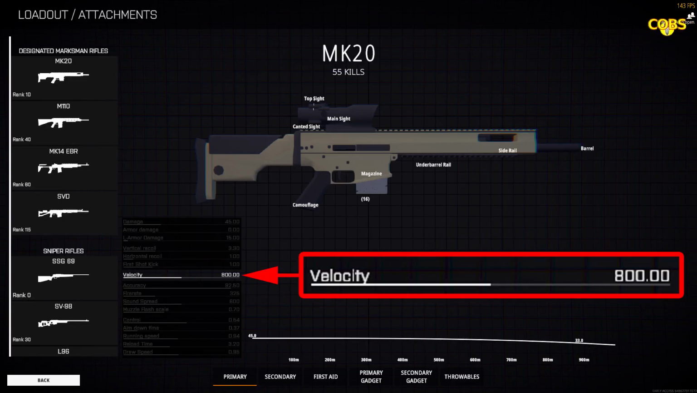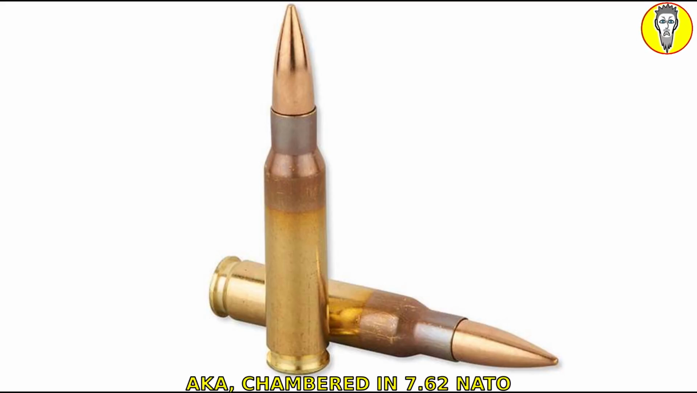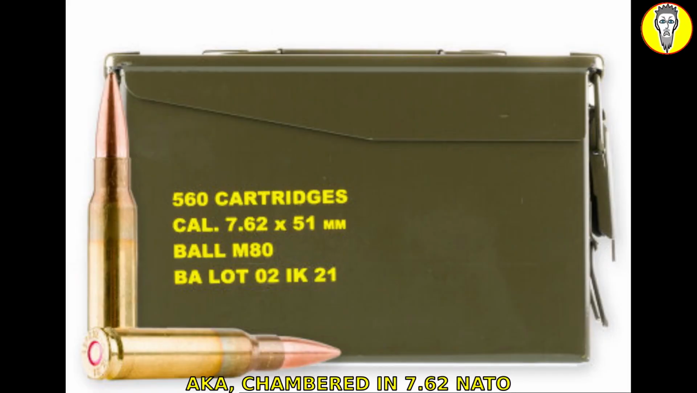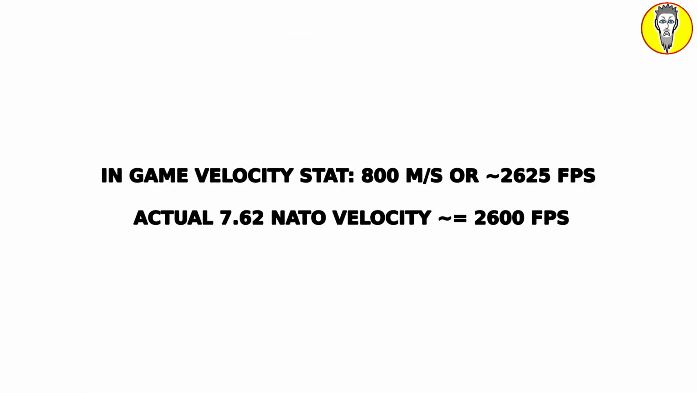Now for people with real-world shooting experience, you'd probably agree with me that this particular rifle is most likely modeled after the 7.62x51 NATO round. Heavier bullets for this round tend toward a velocity of around 2,600 feet per second. Our in-game measurement of 800 meters per second for our in-game sniper rifle converts to about 2,625 feet per second. That's almost identical to the real-world NATO round velocity.